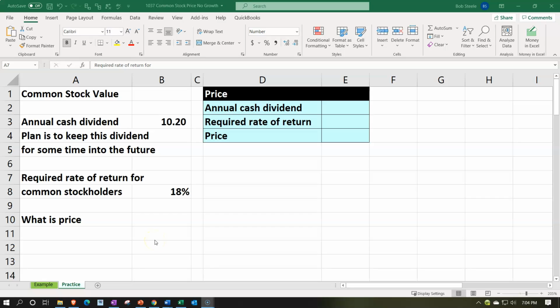Here we are in our Excel worksheet. If you have access to the Excel worksheet and would like to follow along, note that we are in the Practice tab as opposed to the Example tab. The Example tab in essence being an answer key. We have the information on the left-hand side. We will use that to populate the blue area on the right-hand side.